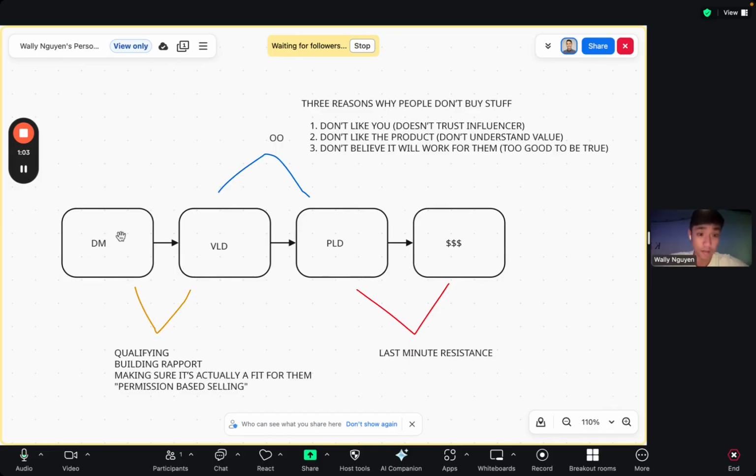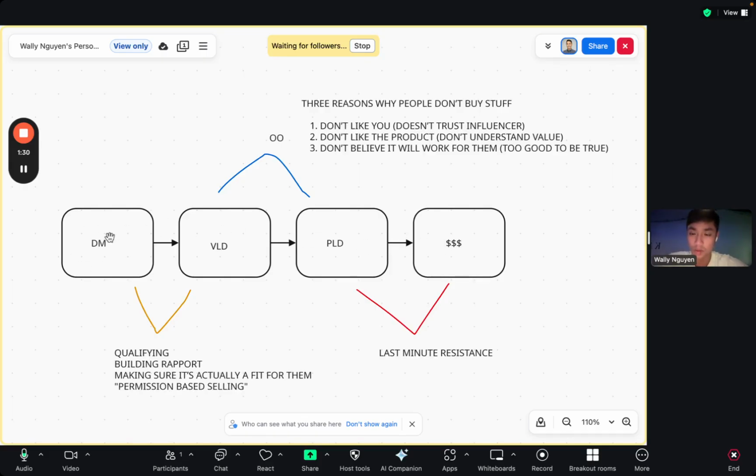The next checkpoint after the DM is where we send out what I call the VLD. What the VLD stands for is video link drop. So really simple, nothing crazy. And this is basically where we drop the VSL. So that's the next checkpoint. And then after that, we will drop what I call the PLD, which is the payment link. And then after that, we obviously make money. So that's the process from start to finish.